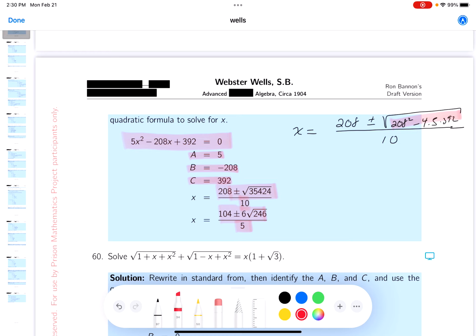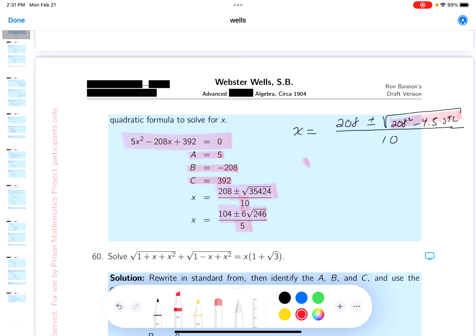For example, I just want to go to Sage and do this right now. I'm going to just type this in. I got to turn my computer on again. And I'm going to just type it in. I'm going to type in the square root, SQRT, of 208 squared. I'm just typing it in, by the way, not doing any arithmetic, just typing. And then minus 4 times 5 times 392. Hit enter.